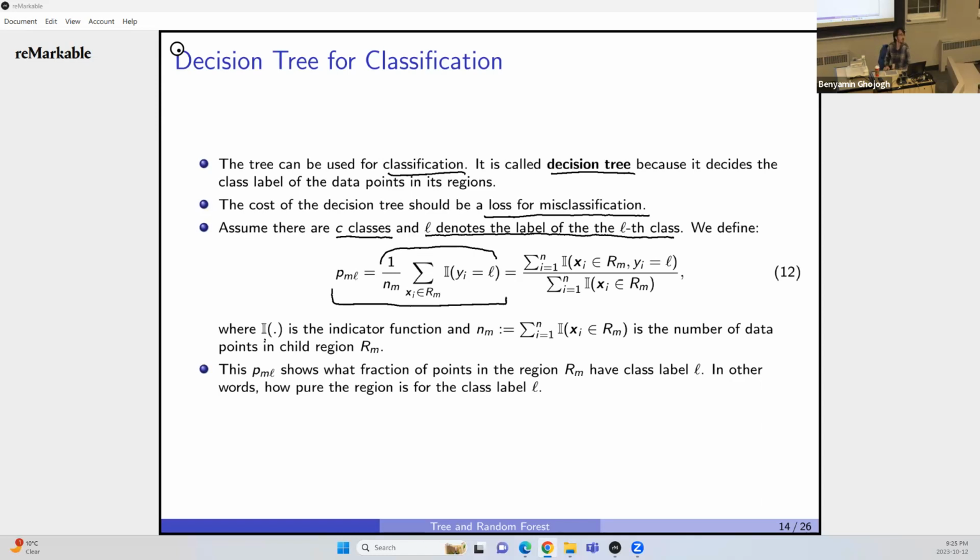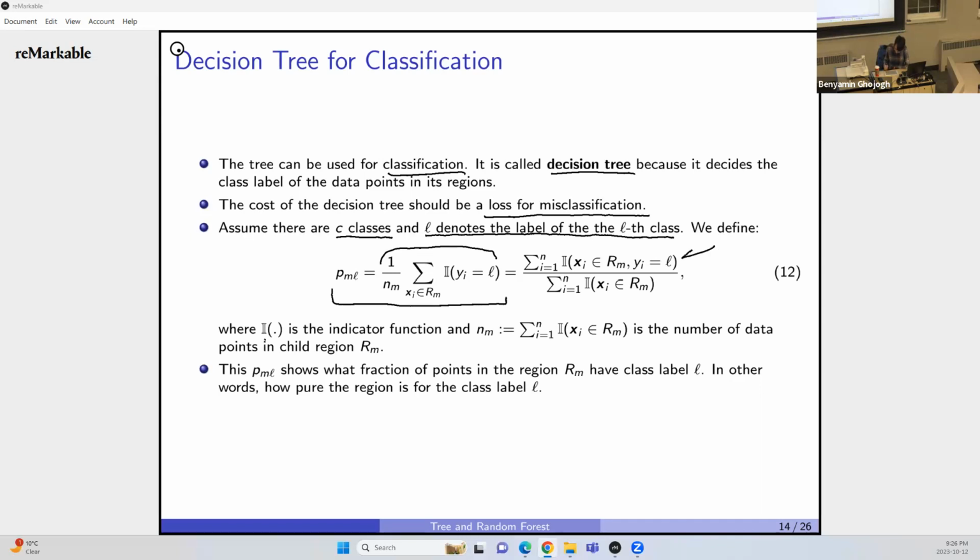How do I calculate this probability? I have the total number of points in the region. I have the number of points of class L in this region. I divide the number of points of class L in this region over the total number of points in this region. This becomes some number between 0 and 1. I consider it as a probability. And if I do it for all of the classes in this region, the summation of these becomes 1. Right?